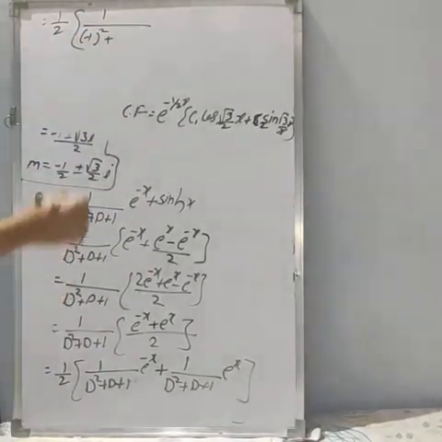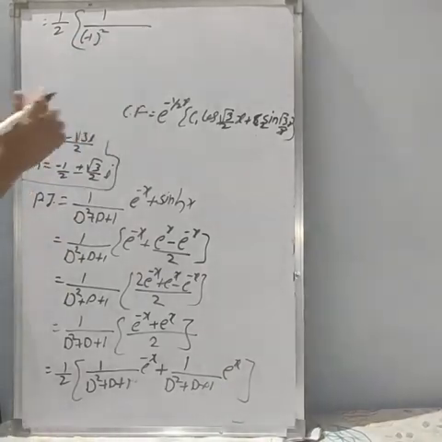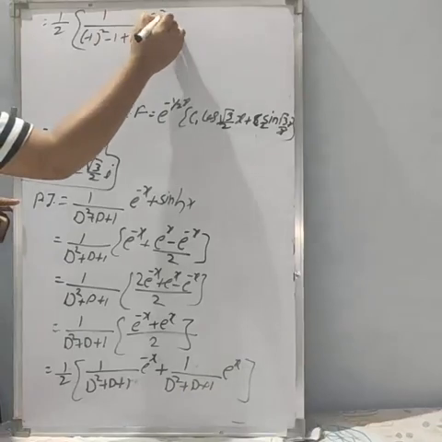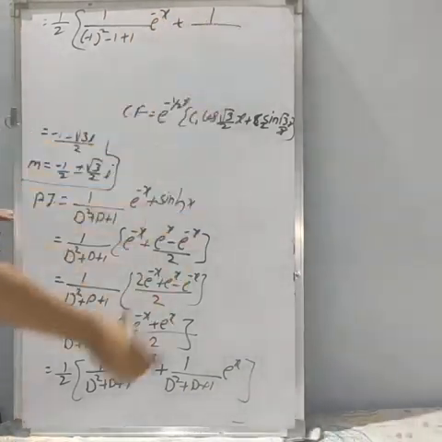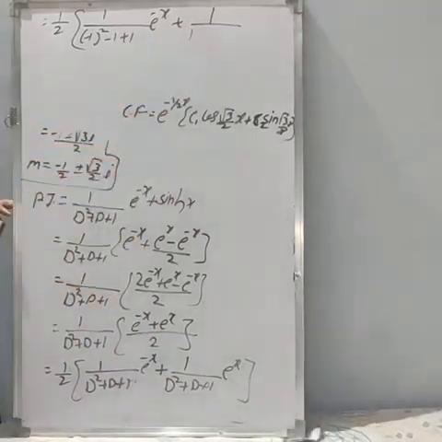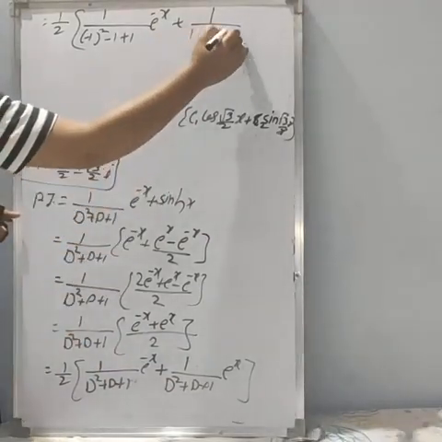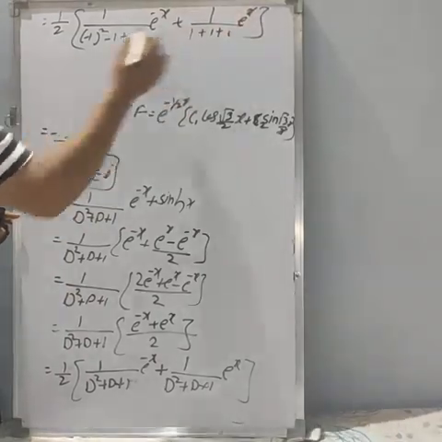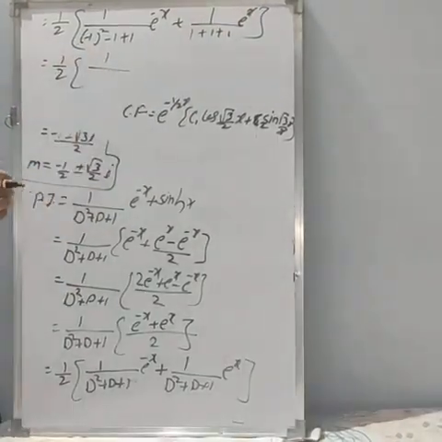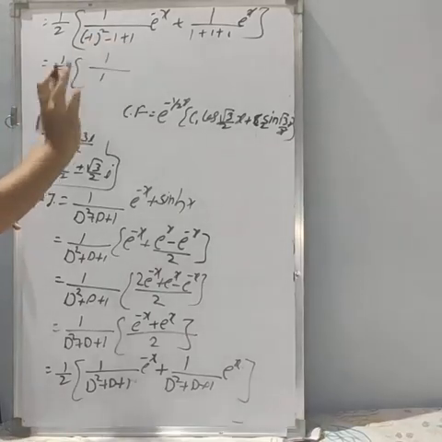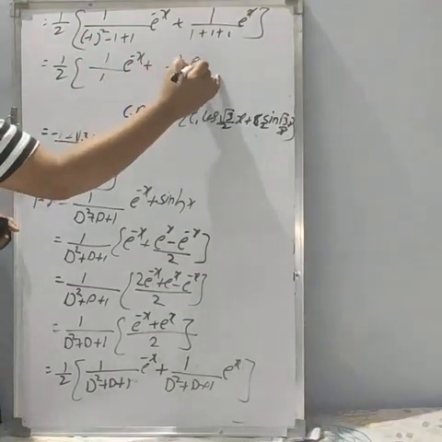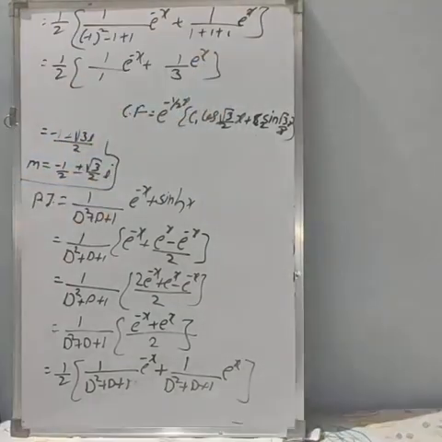Next plus, the D value is minus 1, so we will get minus 1 plus 1 e to the power of minus x, plus 1 upon, here the value of D is 1 because the coefficient of x is 1. So 1 upon 1 square is 1 plus 1 e to the power of x. Solve this, 1 by 2. What we will get, minus 1 square is again plus 1 and minus 1 plus 1 is 0. So e to the power of minus x plus 1 by 1 plus 1 plus 1, 3 times. So it is 1 by 3 x.